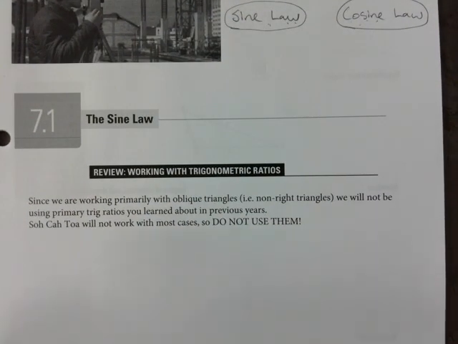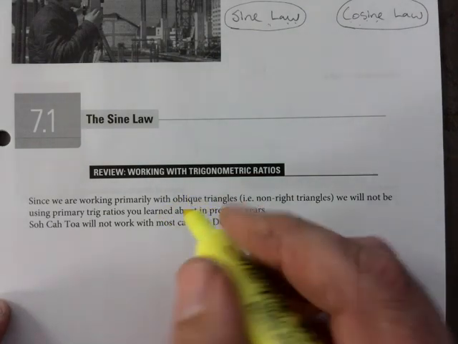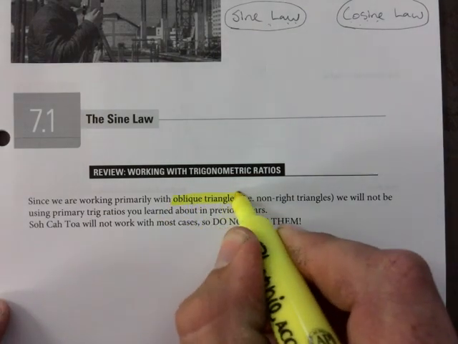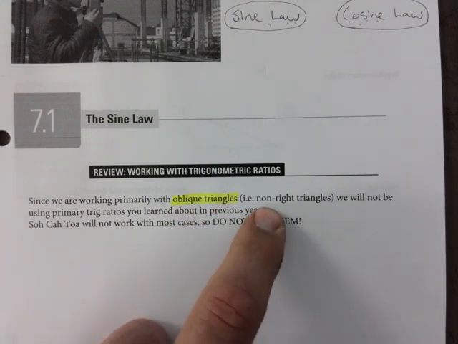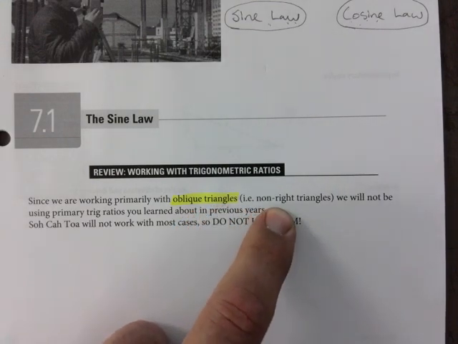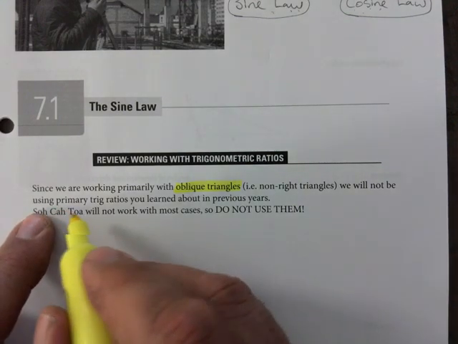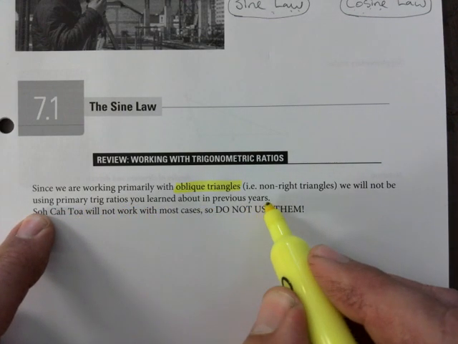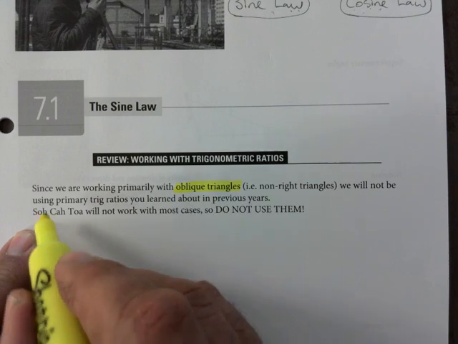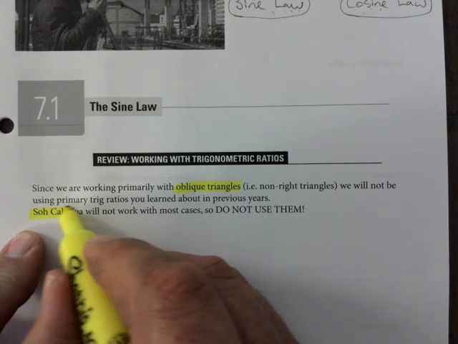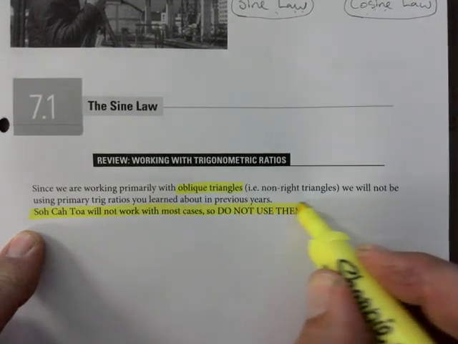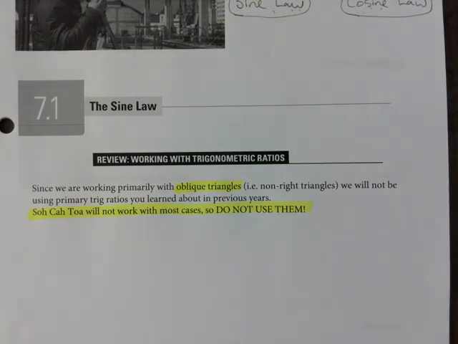So sine law first, since we're working primarily with oblique triangles, right? What is oblique? That's a fancy word for triangles that are not right triangles. Okay? We will not be using primary ratios as you learned in previous years. SOHCAHTOA, right, will not work in most cases. Do not use them. Okay?